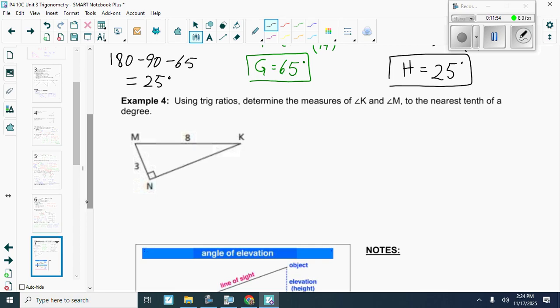Determine the measures of k and m to the nearest tenth of a degree. This is exactly like it was before. I want you guys to try it. I'm going to come around and see how the labeling is going. Right away, you can always do your hypotenuse. Then identify, start with k and label that and tell me what angle it's at.